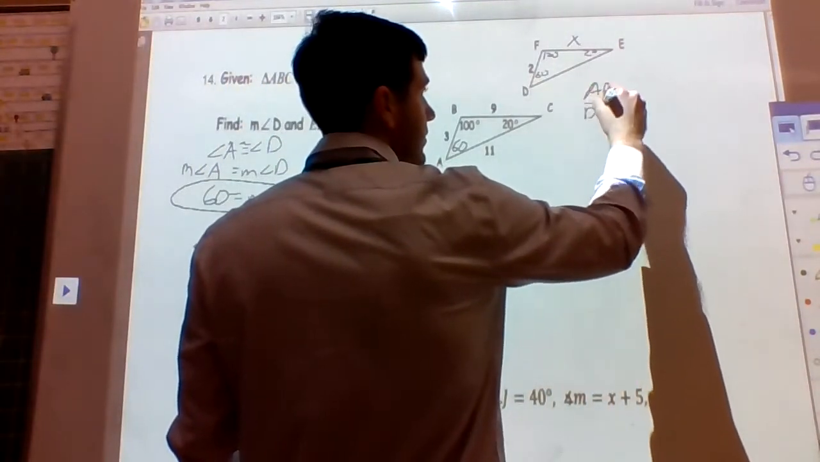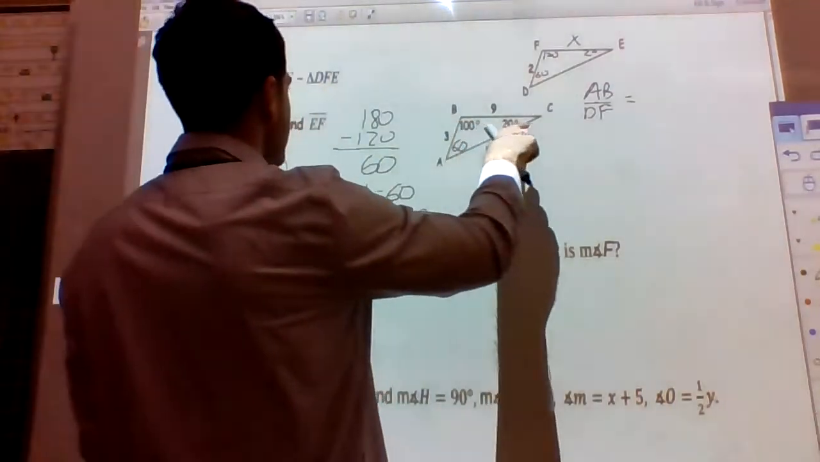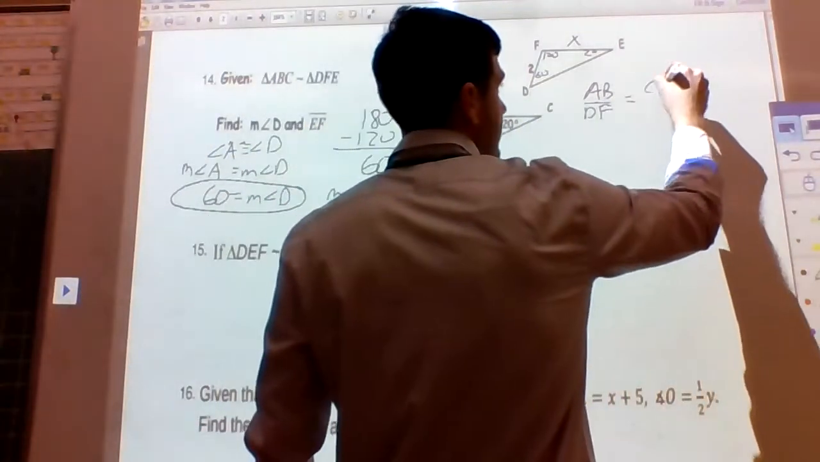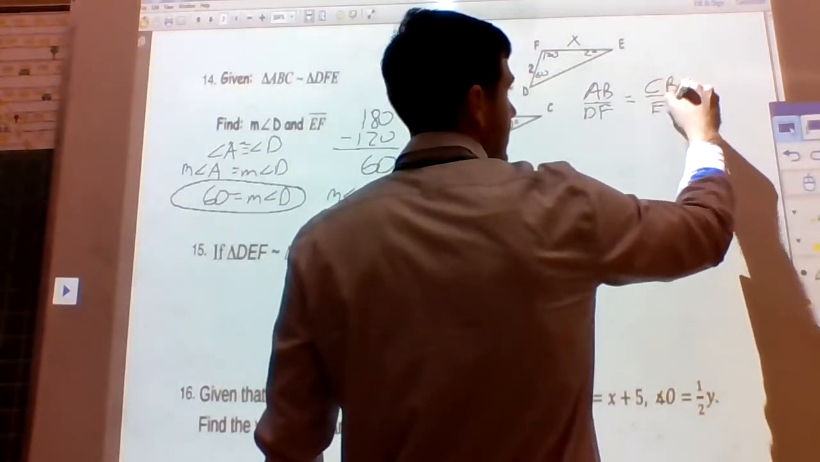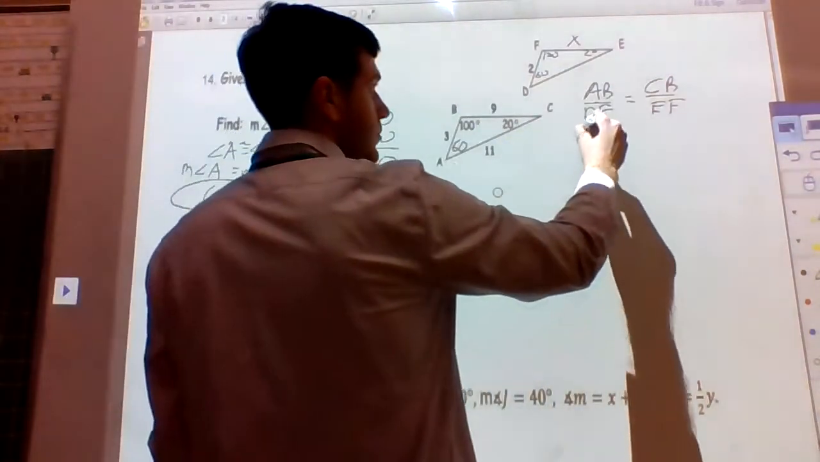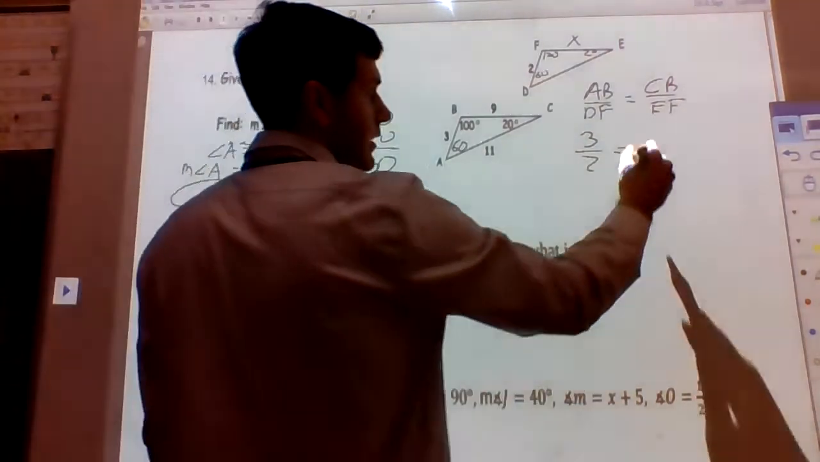AB and DF. And then BC is going to correspond with, what we call, CB. CB is going to correspond with EF. So that's 3/2 and 9/x.